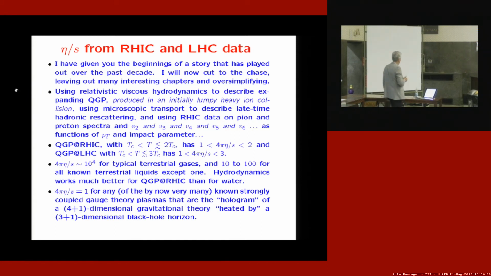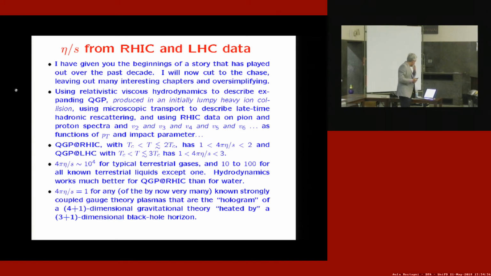And so 4π η over s between 1 and 2 or 1 and 3 makes this liquid the best liquid we know. It has less specific viscosity than any liquid we know, including water. So it's more hydrodynamic than the liquid after which hydrodynamics is named.